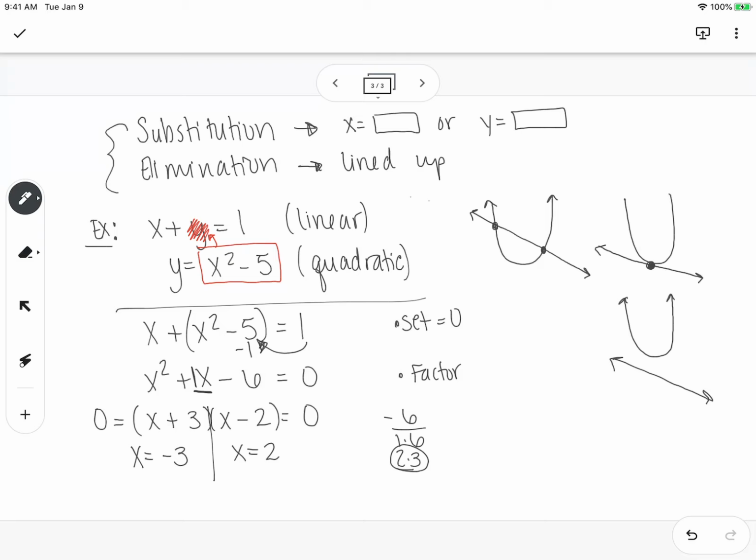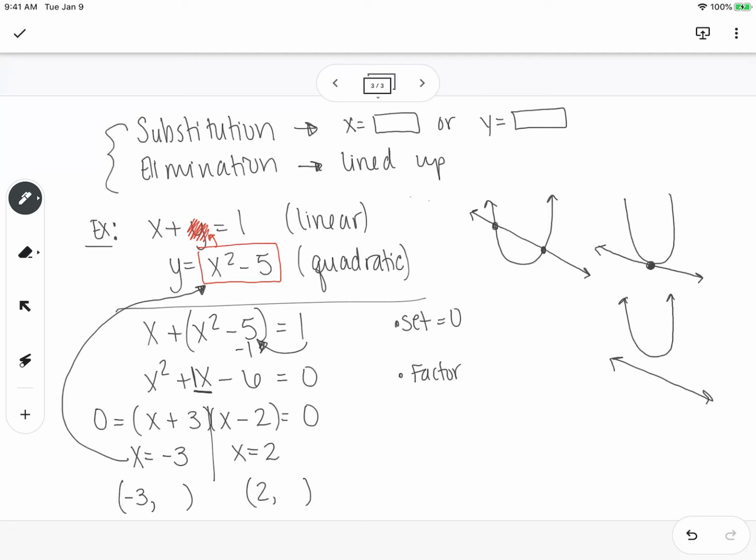All right, so remember when you're using substitution, you think you're done, but you're not. All this tells me right now is I have an ordered pair with an x value of negative 3. I need to go back and find my y. And then I have another point with an x value of 2, but I have to go back and find my y. Do you remember how to go back and find your other side of your ordered pair? That's right, we're going to take these and plug them into the boxed equation, one at a time.